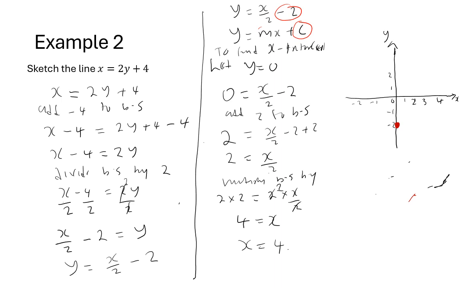Then we just join these 2 points by a straight line. So this is our line, this is our line x equal to 2y plus 4.